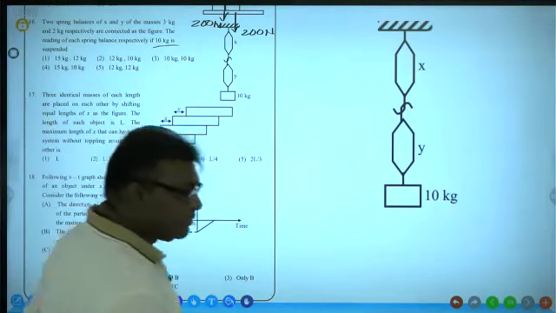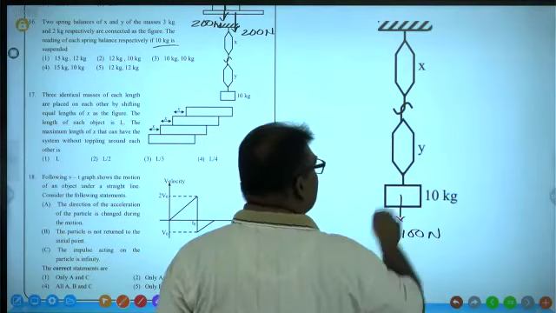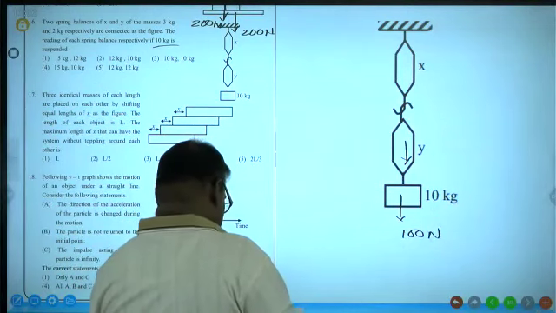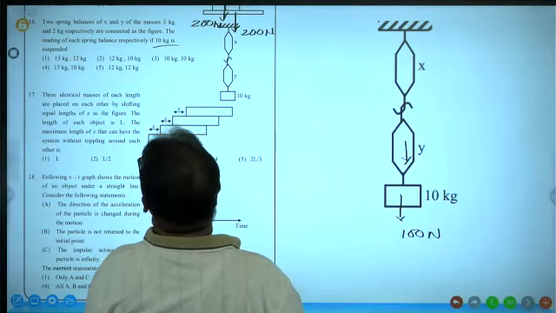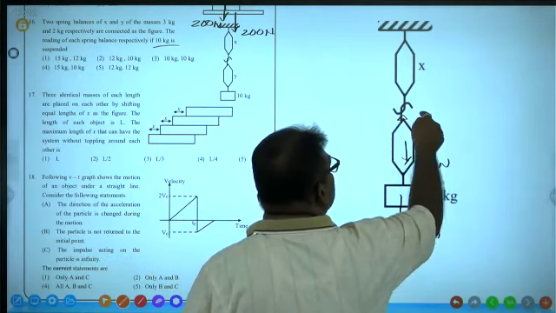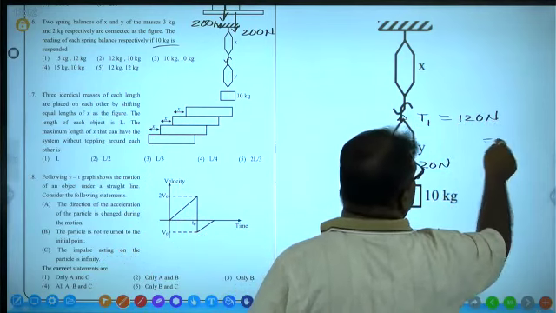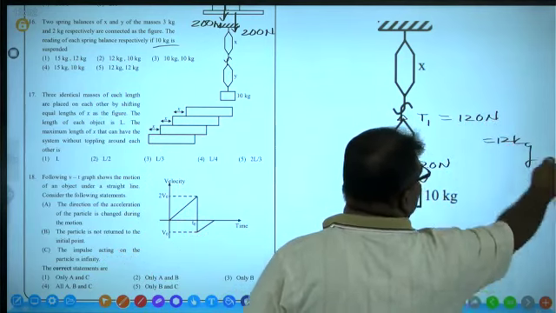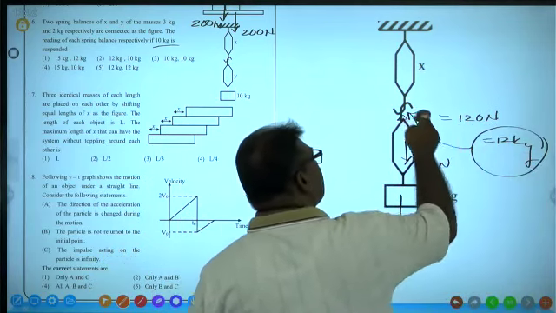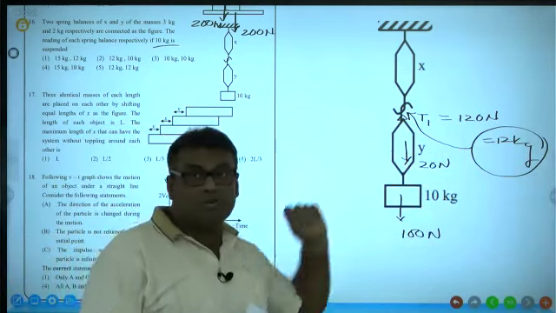Can you label the forces? First thing, here we have 100 Newton. Here we have the weight; it is mentioned that the spring of Y is 2 kilogram. Yes, Y is 2 kilogram. This has 20 Newton. Then this hook has the tension 120 Newton, which means 12 kilogram. Done. This is the tension of the upper hook of the lower spring. Then reading should be 12 kilogram.